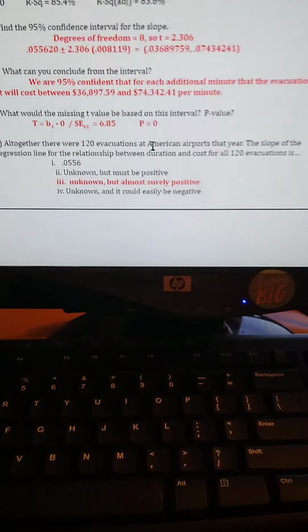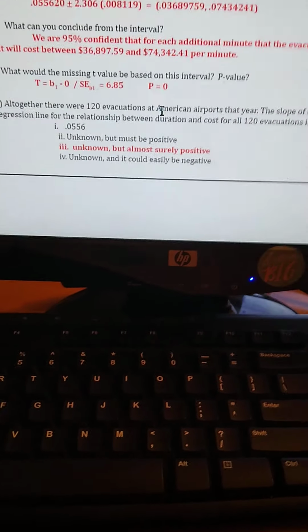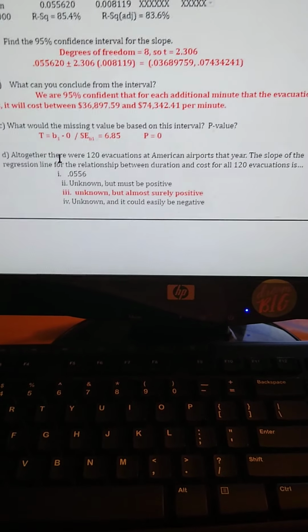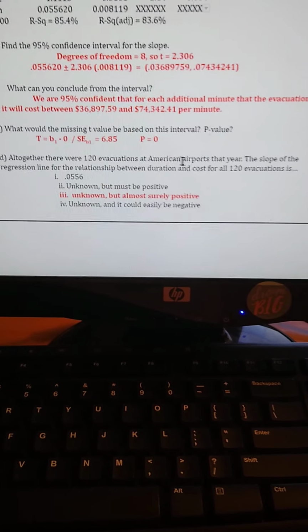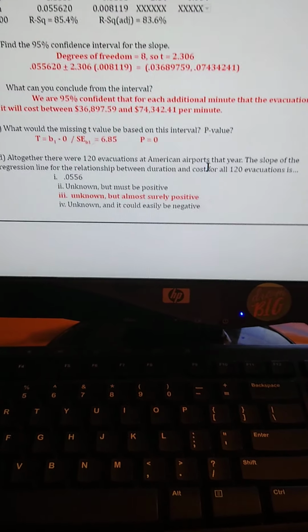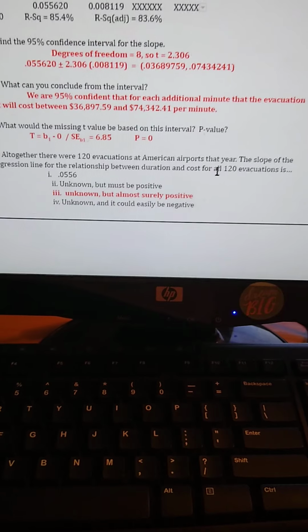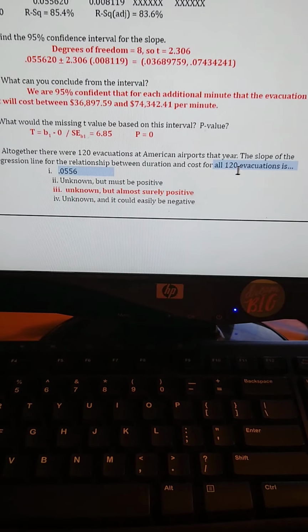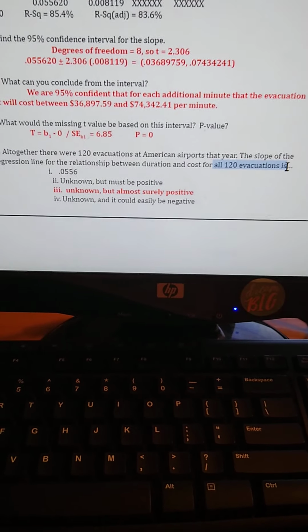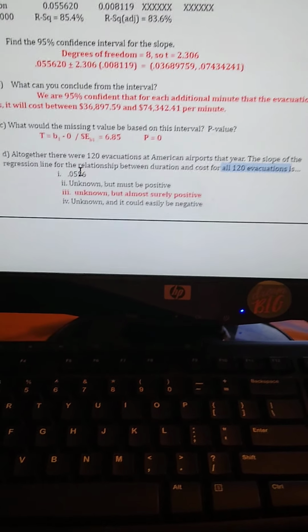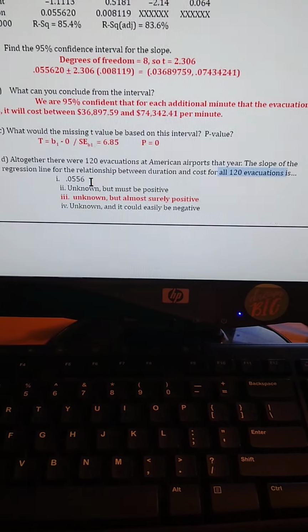Now, last question. Watch the wording here. These are the kind of questions he likes to ask in case you run across this, especially when we get to the final. Altogether, there were 120 evacuations that year in American airports. The slope of the regression line for the relationship between duration and cost for all, so we're talking about the population now, for all 120 evacuations. What can we conclude about the population? Is the slope of the regression line this?